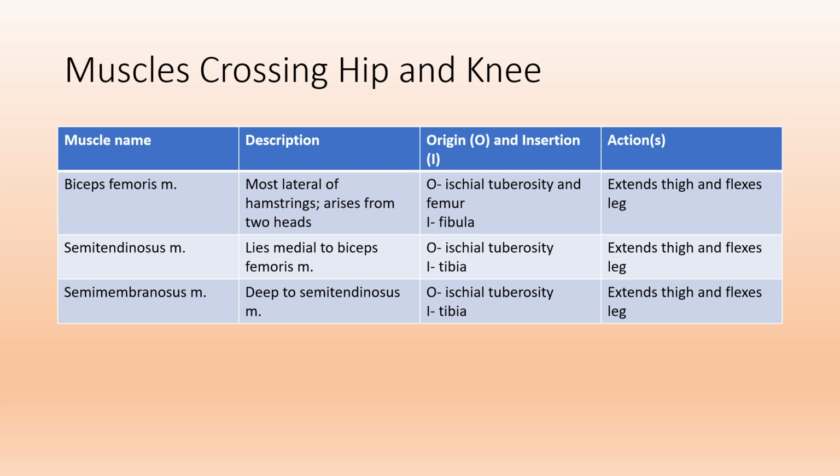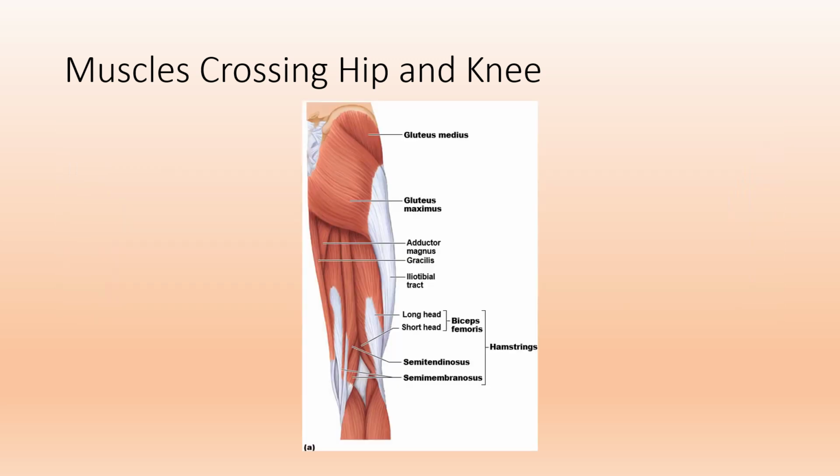Semitendinosus, coming from the ischial tuberosity, inserting onto the tibia, produces the same actions. And same as semimembranosus. Here we have another image of the posterior thigh. Maybe pause and take a moment to identify the three hamstrings.